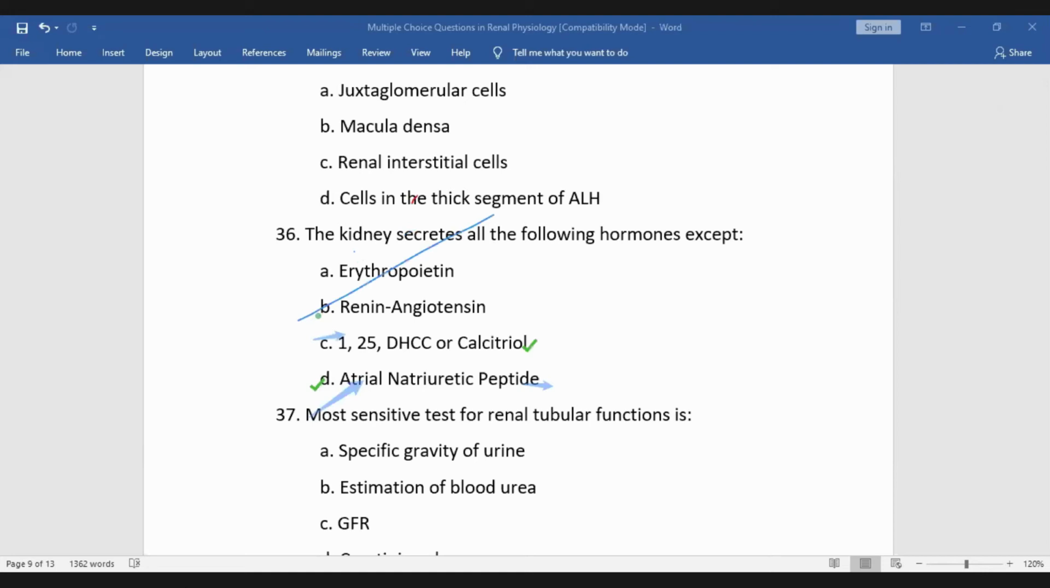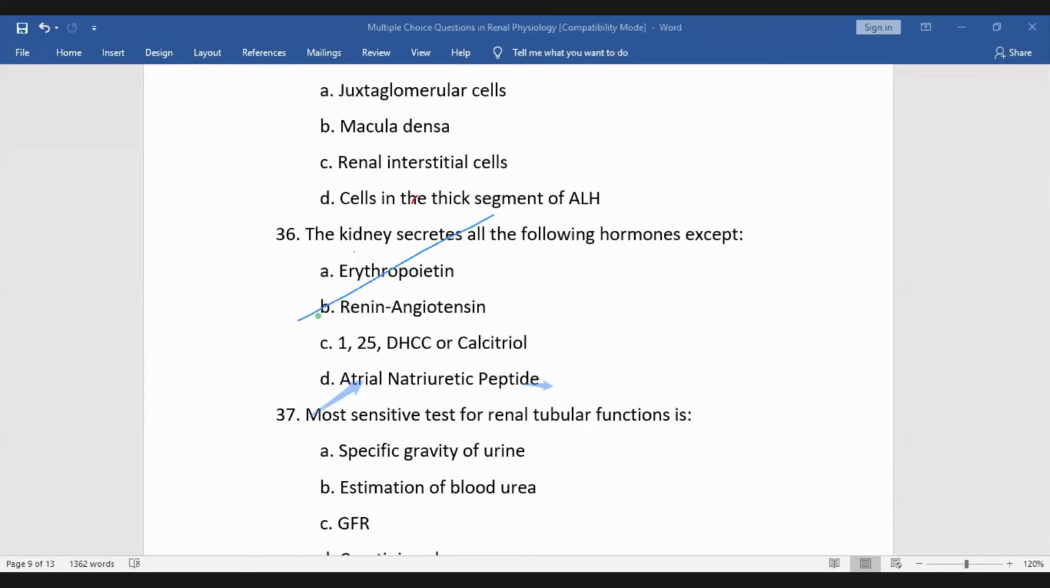1,25-DHCC, calcitriol, is secreted by the kidney. It is not the exception. The exception is atrial natriuretic peptide, ANP. Am I correct here?